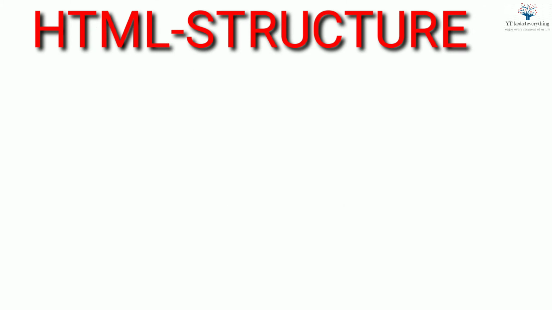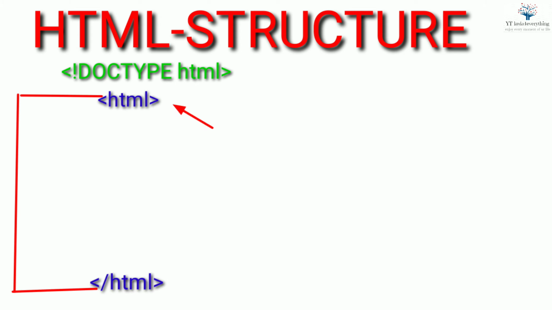Here is the structure of HTML. This tag is an instruction to the web browser about what version of HTML the page is written in, and it also helps the browser to read your web page correctly so that the browser knows what type of document you expect. This tag indicates the web page is written in HTML and this tag indicates the end of the web page.